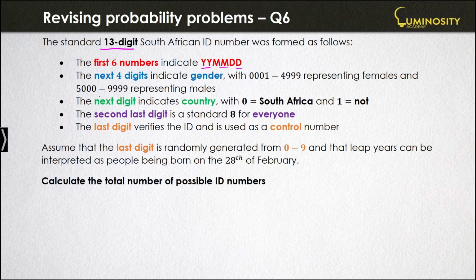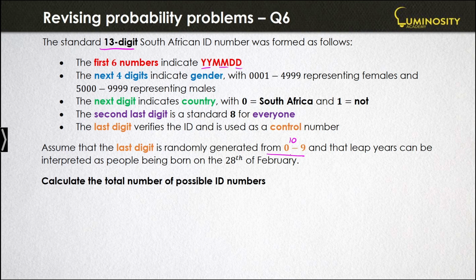We can assume that the last digit is a randomly generated digit from 0 to 9, so there are 10 options here. And that leap years can be interpreted as people being born on the 28th of February. So, the first question asks us to calculate the total number of possible ID numbers.